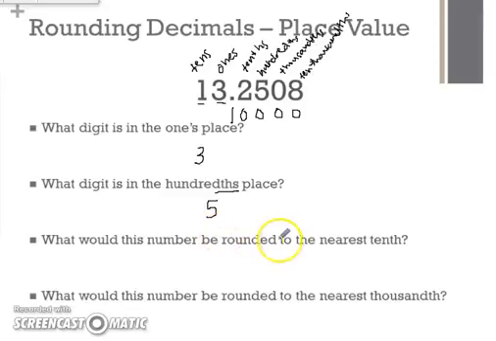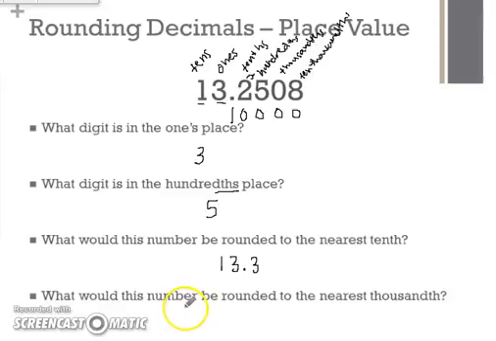Round to the nearest tenth. So the number in our tenths place is a 2. You always look after it for rounding. So the number after it is a 5. That means we have to round this 2 up to a 3. So we would have our number rounded as 13.3. So again, looking at the 2 in the tenths place, look after it for rounding. We round up because it's a 5, so 13.3.